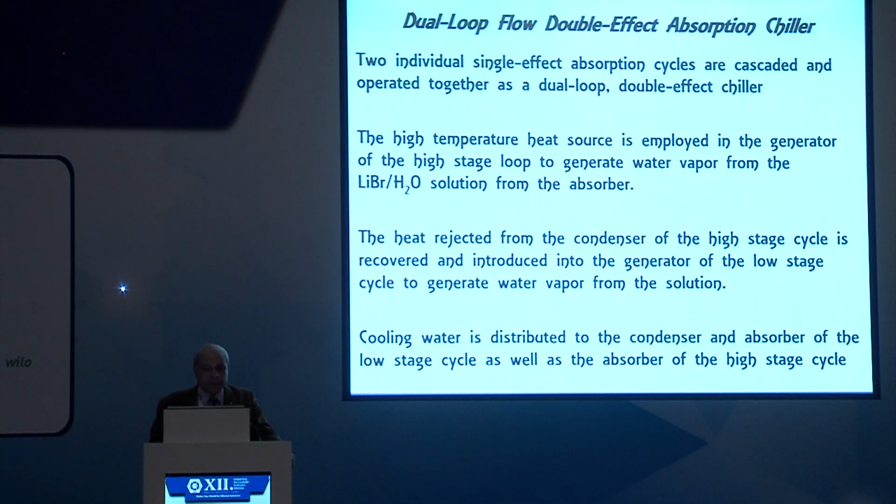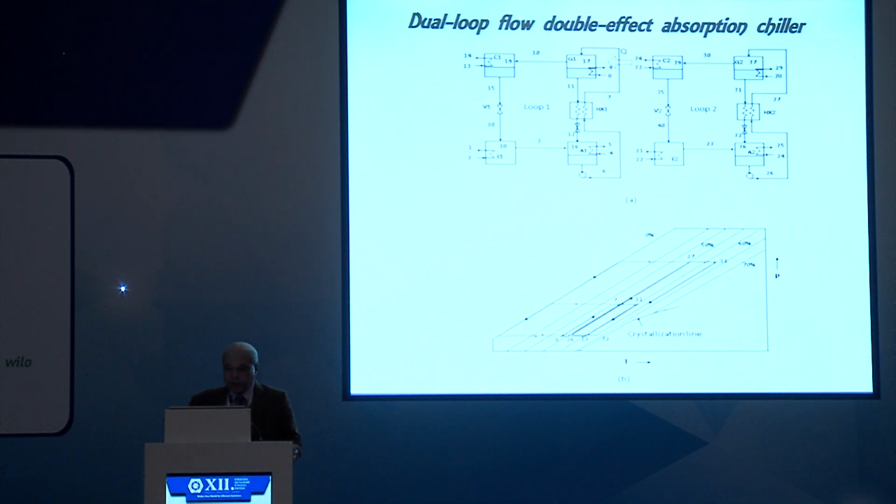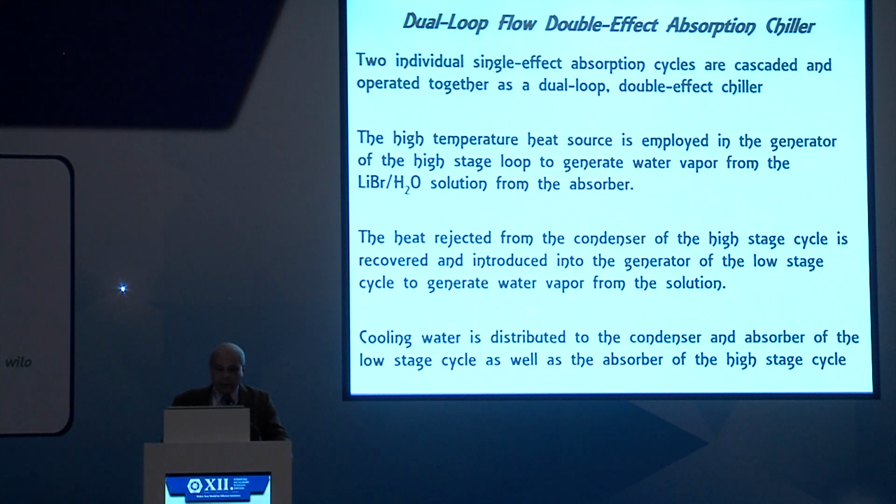Then the third and last type is the so-called dual loop flow double effect absorption chiller. And that's what it looks like here. That has a bit of an advantage in the following sense. First of all, you have basically two individual single effect absorption cycles cascaded together. The two individual single effect cycles are cascaded and operated together as a dual loop double effect chiller. In this case, the high temperature heat source is employed in the generator of the high stage loop, and that generates water vapor from the lithium bromide water solution. And then the heat rejected from the condenser of the high stage cycle is recovered and introduced into the generator of the low stage cycle.